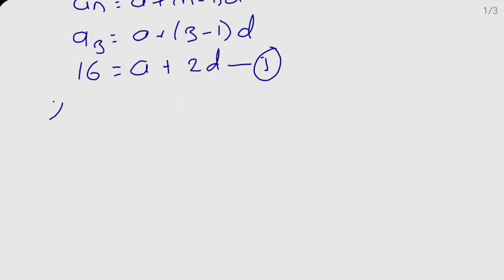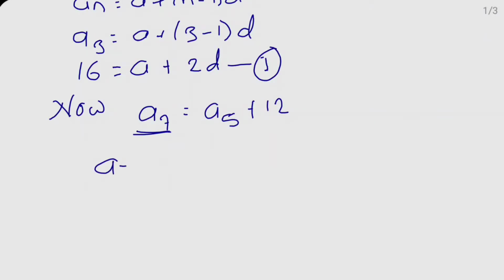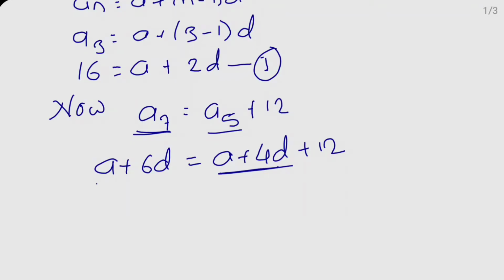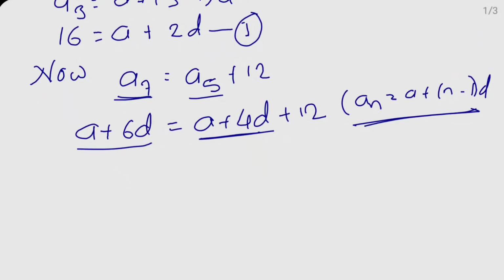Now the second condition is a7 equals a5 plus 12, right? So a7 we can write as a plus 6d, and this equals a5, which we can write as a plus 4d, and plus 12 as it is. By using the standard formula we can write these two. The formula is an equals a plus n minus 1 into d. Is it clear?